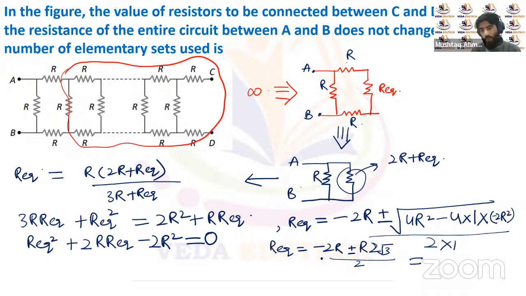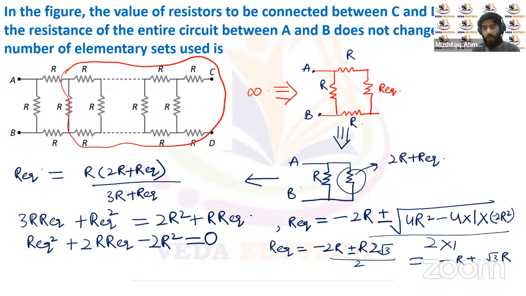So from here 2 and 2 will get cancelled. We'll be left with minus 2R plus 2 root 3 R. Sorry, it will be minus R plus root 3R, right? Minus R plus root 3R. This will be the equivalent resistance, right?